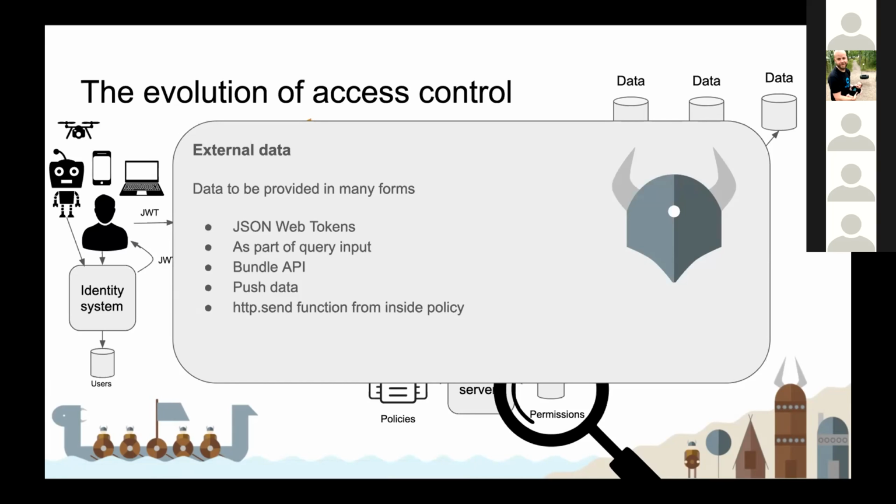You already saw the input way, but we can also pass these JSON web tokens, which we of course talked about before. We can serve data as bundles to our OPAs, where the bundle server packages data and pushes it out to all the OPAs running in our environment. Or rather, the OPAs pull the data. We can also push the data if we'd rather do that. And we can even, from inside our policies, use the HTTP send built-in to go to an external source to obtain data that we might need for a policy decision.